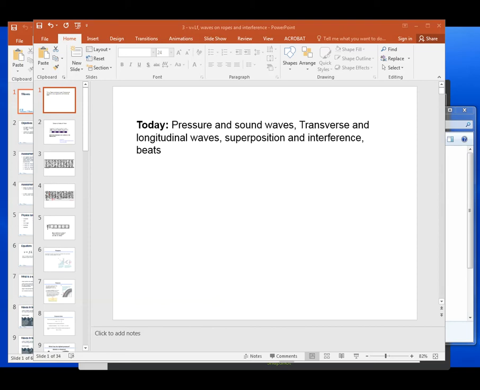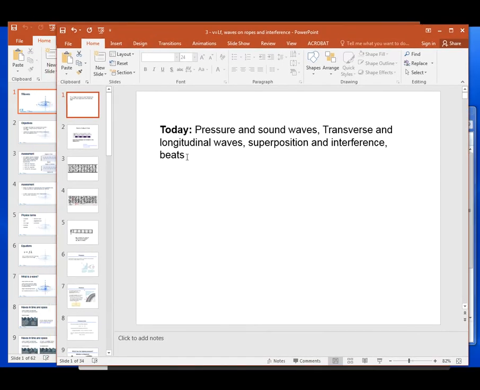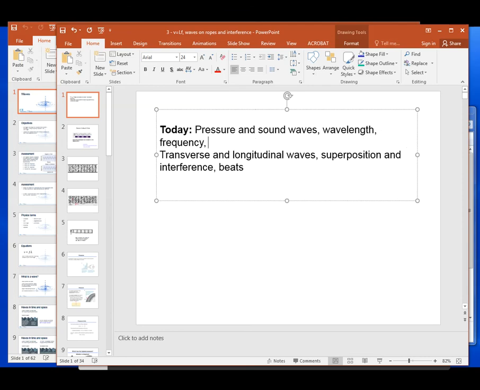Alright, so today we're going to go over pressure and sound waves. We'll talk about the properties of these waves, especially including, actually I'm going to write here, pressure and sound waves. I also maybe mention that we'll look at wavelength, frequency, and speed of a wave. And we'll also briefly discuss transverse and longitudinal waves, which is something we've been over briefly, but we'll cover again.